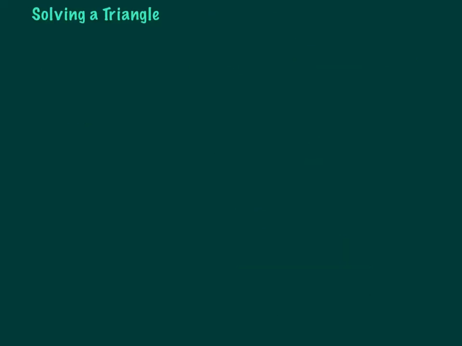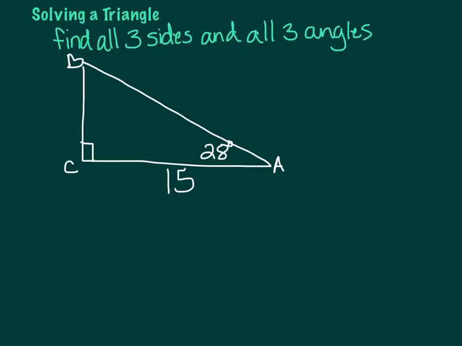All right, now let's talk about solving a triangle. What does it mean when I say solve the right triangle? It means to find all of the sides and all of the angles. So here you go. Here's a right triangle, and all I've given you is one side of 15 and one angle of 28. So we're calling this triangle ABC. We're going to let theta be the angle that we know. That means our opposite is BC and our adjacent is AC and our hypotenuse is AB.